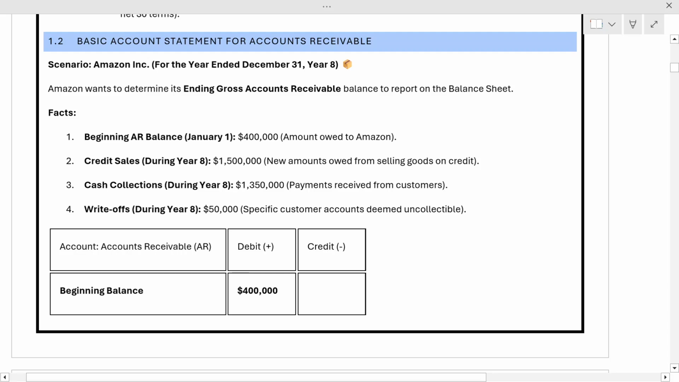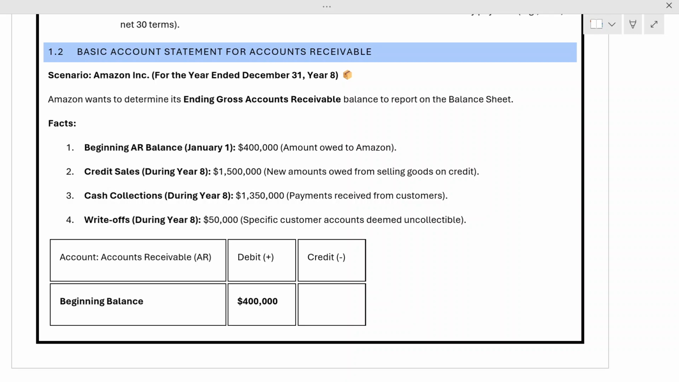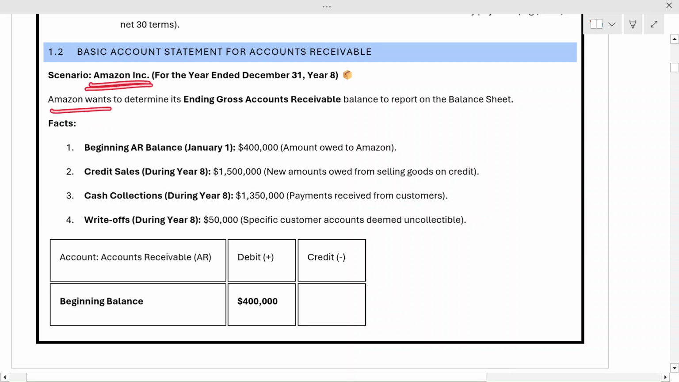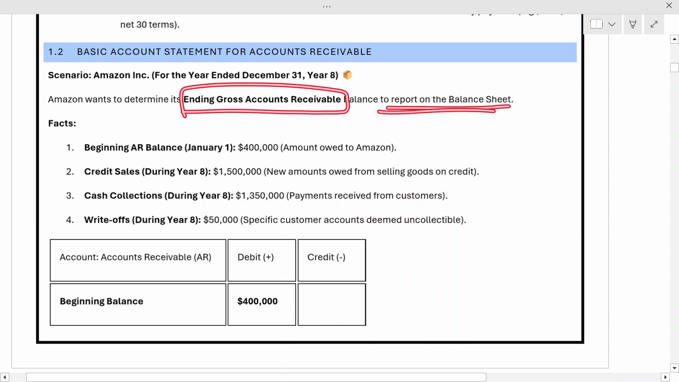Okay. So now let's try to understand how we calculate the accounts receivable balances, or basically the ledger account of accounts receivable. Let's take the example of Amazon Incorporation, where Amazon wants to determine its ending gross accounts receivable balance to report in the balance sheet.